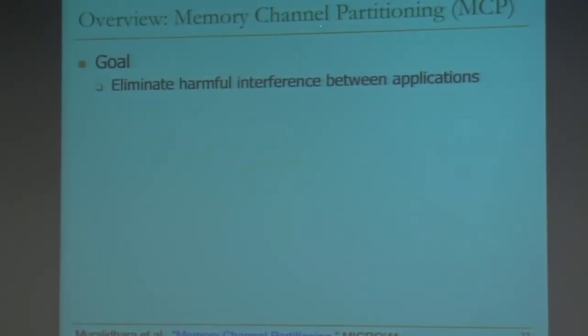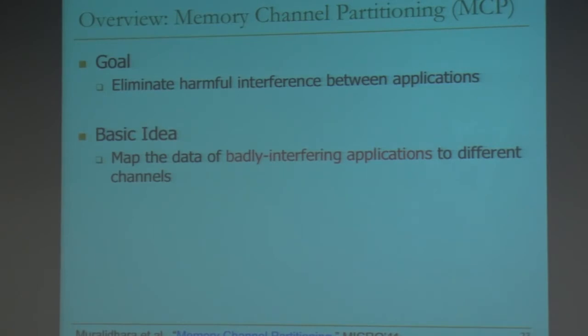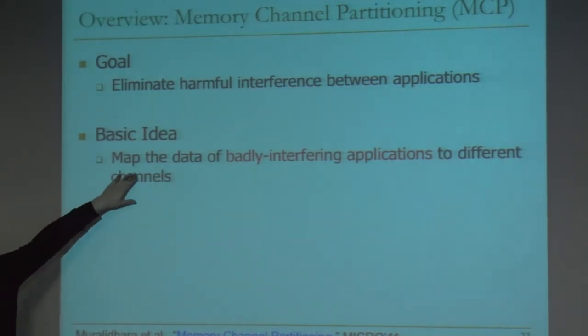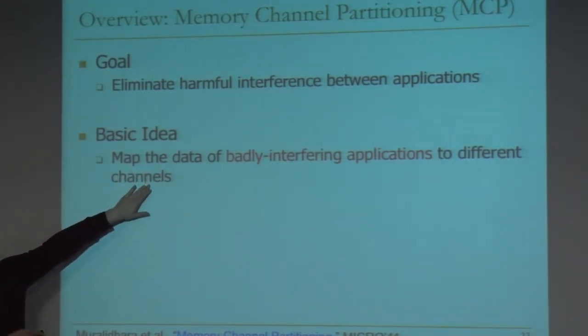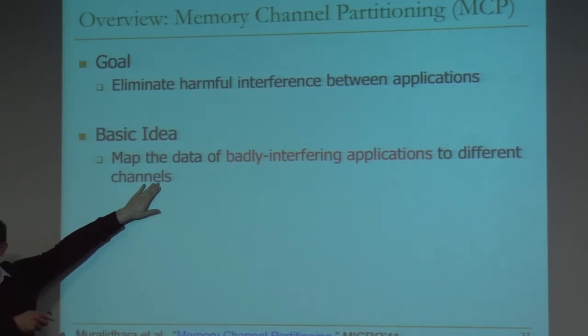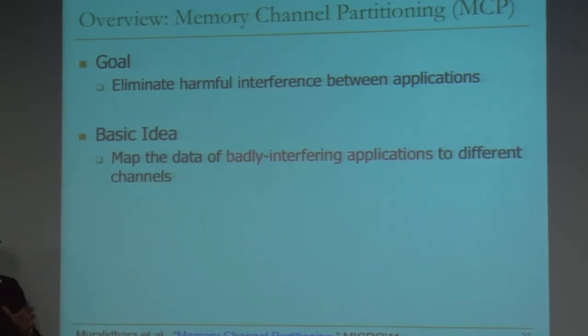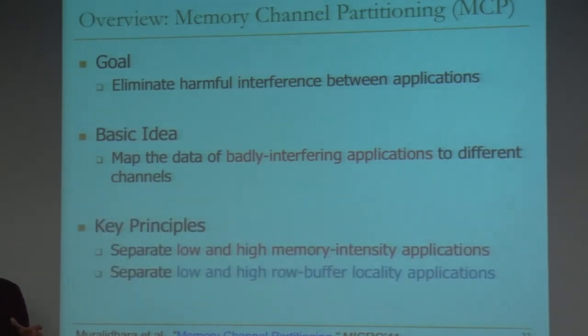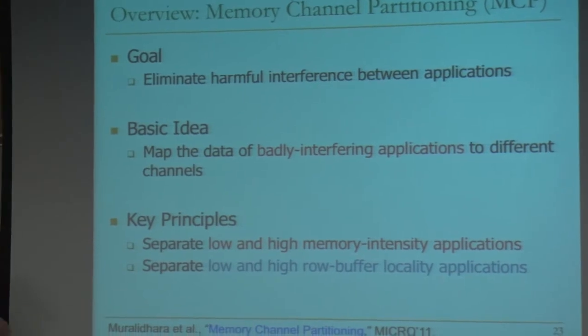But the goal of memory channel partitioning is to eliminate harmful interference between applications. The basic idea is to map the data of badly interfering applications to different channels. And the key here is badly interfering. Obviously, you're not going to be able to dedicate a channel to each application. In fact, that may be a bad idea, because you may want an application's requests spread across different channels such that you have better channel level parallelism for that application, right? You don't want to get channel level conflicts.